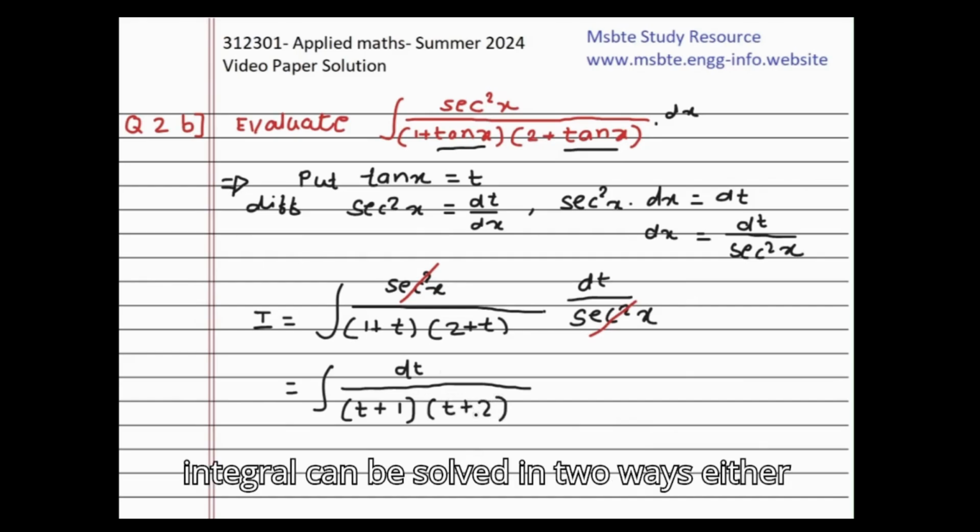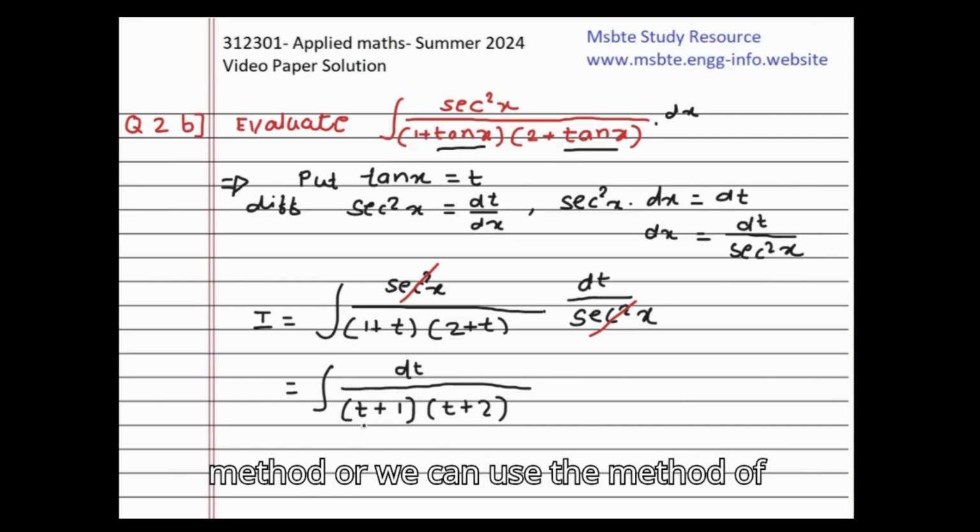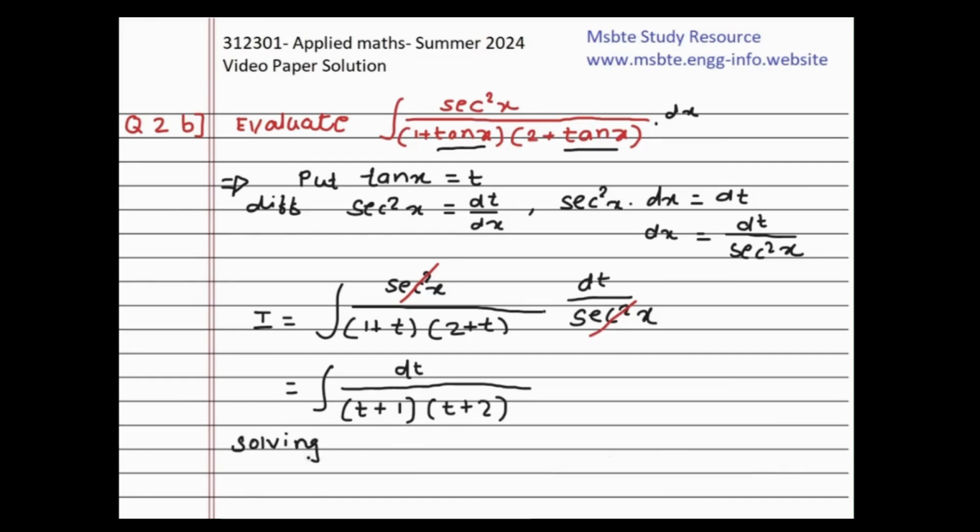Now this integral can be solved in two ways. Either we multiply this out and solve by the standard method, or we can use the method of partial fractions. Let us use the method of partial fractions.